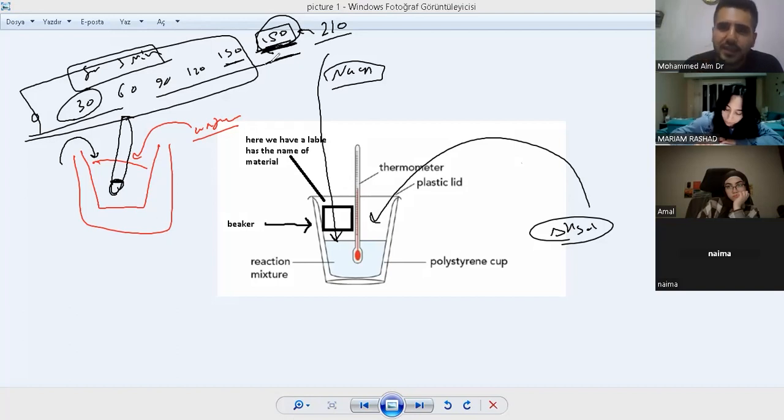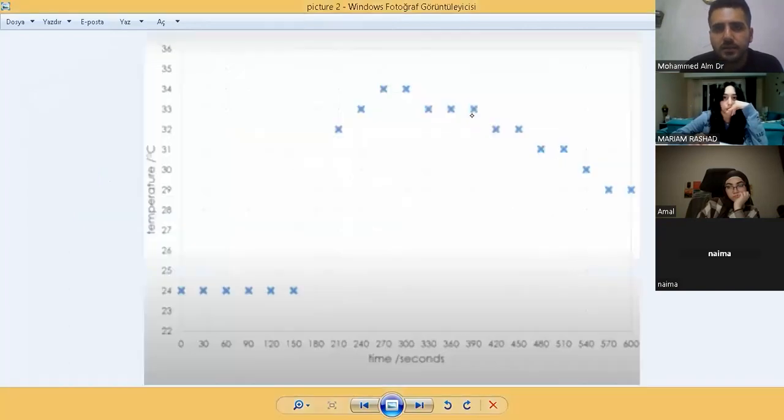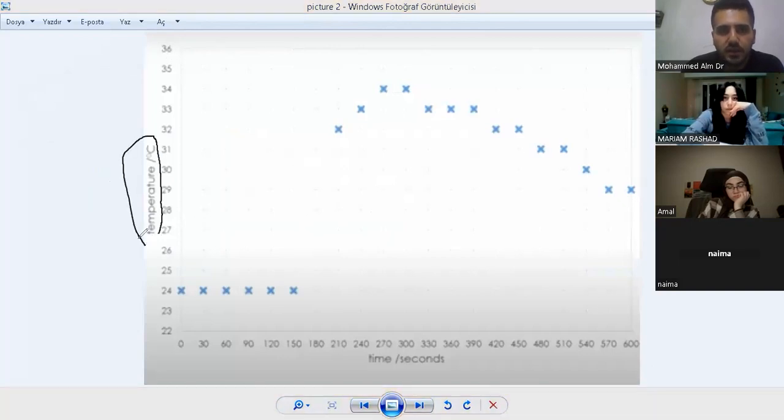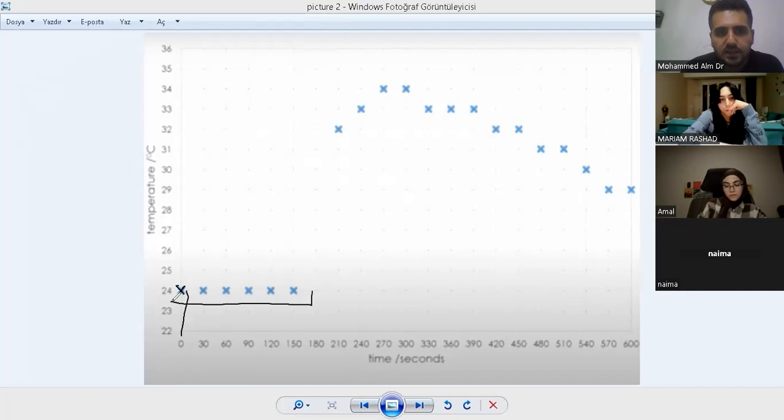So, guys, after mixing the reactant and water and taking, let me say, 7 results, you will get such a graph. As you see, guys, here we have the temperature. Can you see the graph? Here we have the time in seconds. So we put the water in a polystyrene cup here. We measure the temperature. So we have 6 readings here.